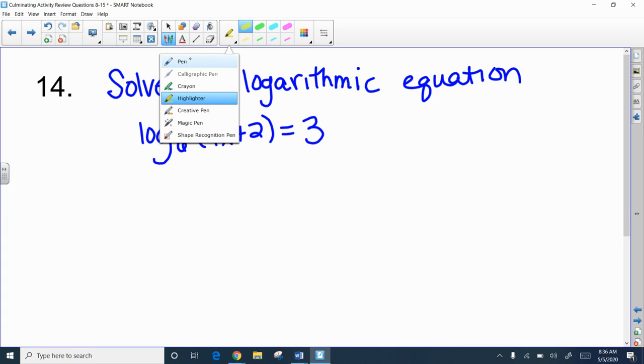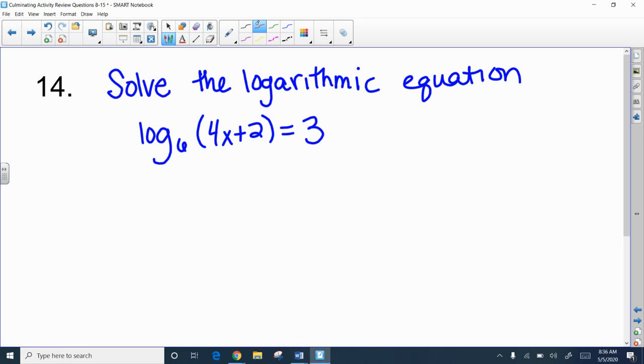14, solve the logarithmic equation. These last two questions are the only two questions on the things we've been doing since we've been doing the distance learning. Everything else we did in class. All right, so solving the logarithmic equation.